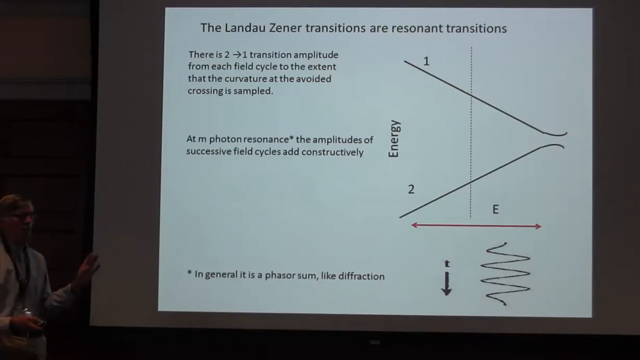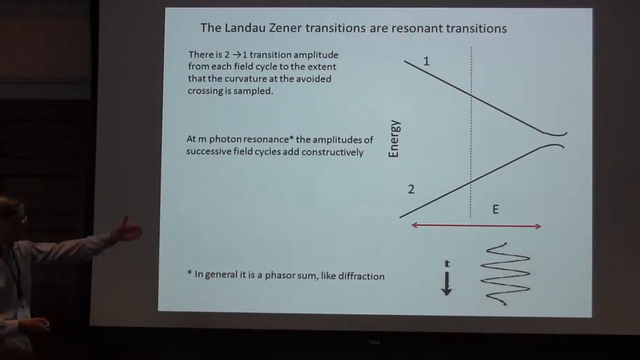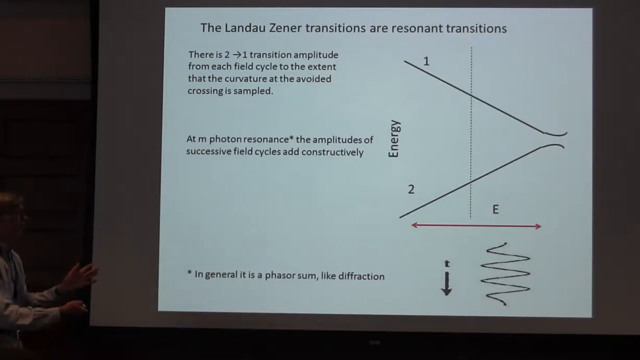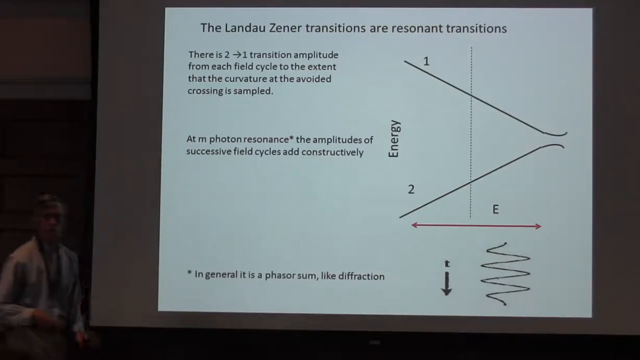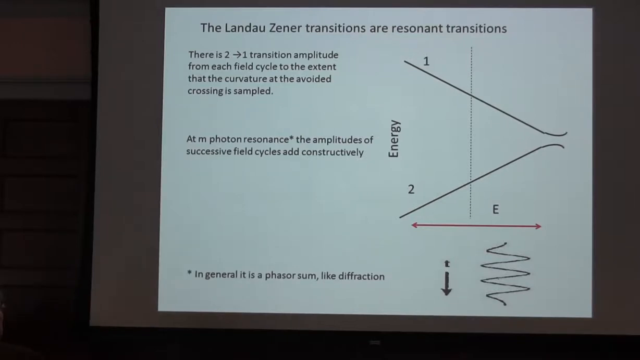You can treat this problem of adding the amplitudes of successive field cycles exactly like a diffraction problem. If you ignore the fact that eventually population starts coming back, in low order the two-level transition probability looks exactly like diffraction. So you could describe this as a phasor sum. While for all the world the data I showed you looks like only a field effect, they are actually multiphoton transitions.